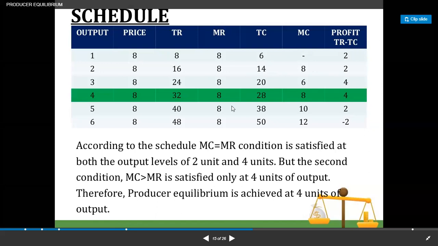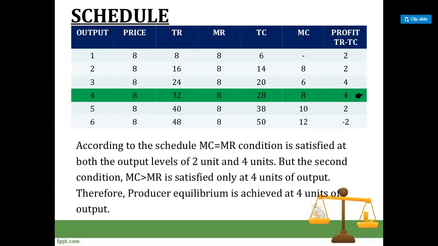That is the situation where we got the highest profit: when the output is 4, price is 8, total revenue we get 32, total cost we got 28, marginal cost or marginal revenue we got 8. So total profit equals 4. That is the situation which is called the producer equilibrium. According to the schedule, it is written here.